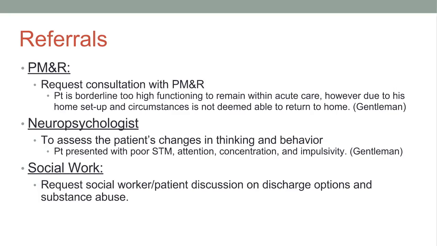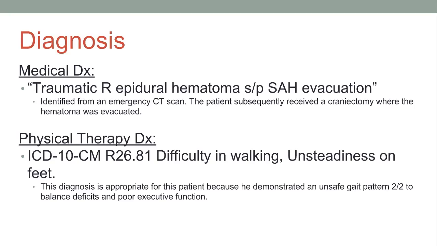For our referral section, we want to make sure that we are requesting a discharge consultation with a physiatrist because this patient functions fairly well with his injuries and he may not qualify for acute rehab. Yet his cognitive status and lack of social support make a discharge to home very unsafe. A neuropsychologist should also be referred to this patient to more thoroughly assess the patient's cognitive deficits and changes in thinking and behavior so we can develop the most inclusive rehabilitative program for this patient. A social worker is also going to be consulted to discuss discharge options and methods to deal with his substance abuse.